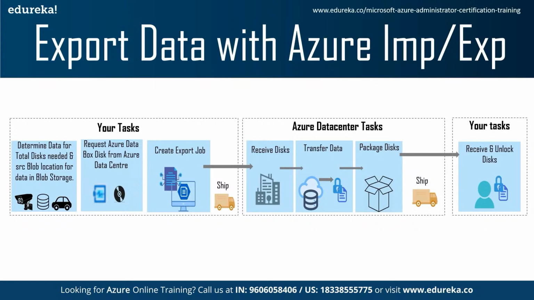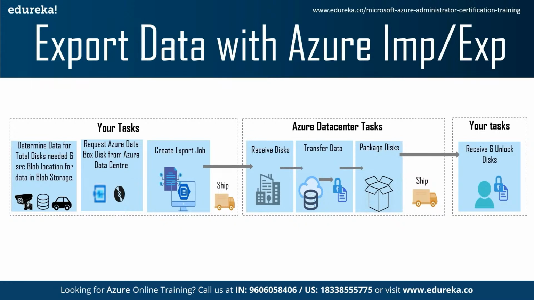Now you can see the following diagram, which summarizes the export process. To export data, you complete the following steps. The first one is to determine the data to be exported, the number of drives you need, and the source blobs or container paths for your data in blob storage. Second, request an Azure Data Box Disk from the Azure data center, or you can send a disk by yourself to the Azure data center in your nearby region, and provide the return address and carrier account number for shipping the drives back to you.